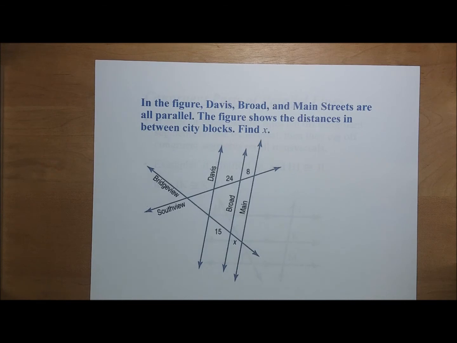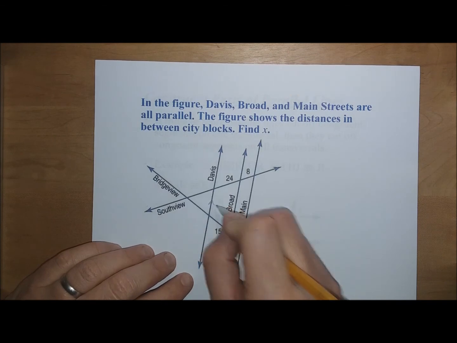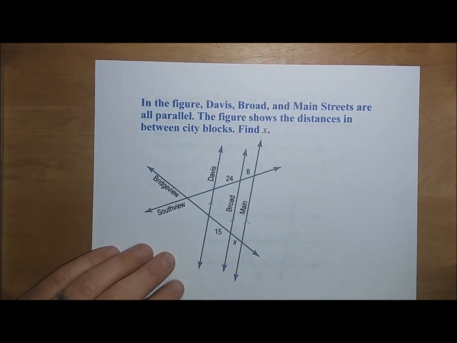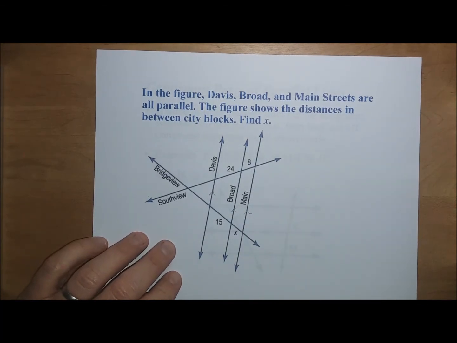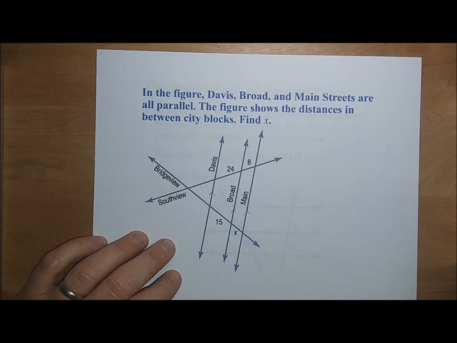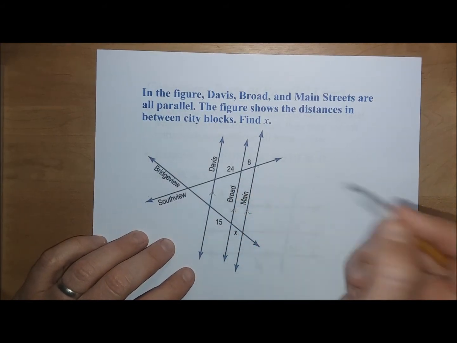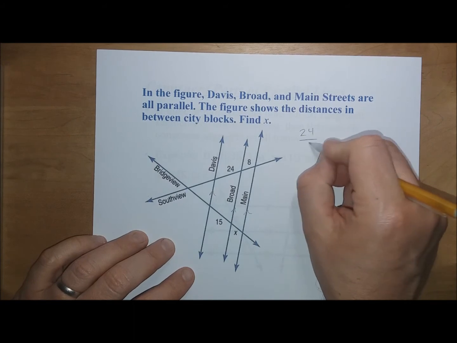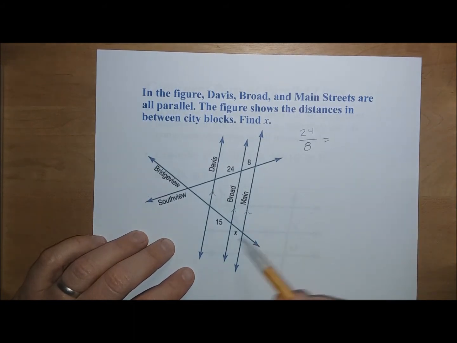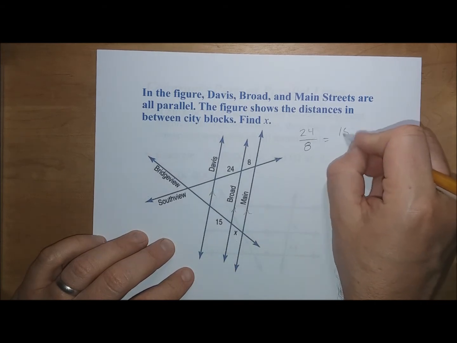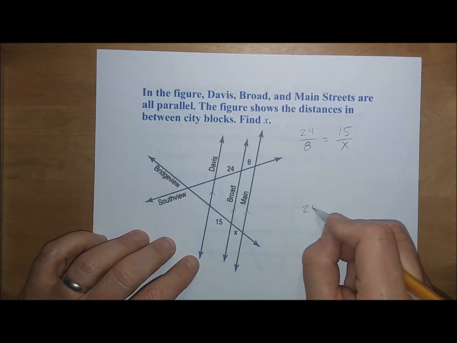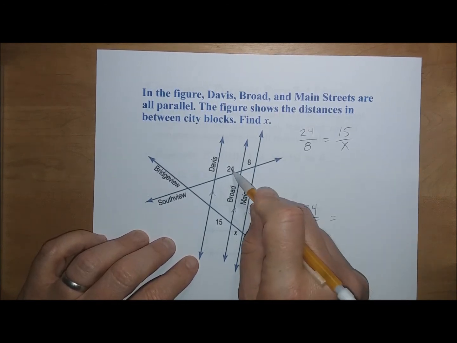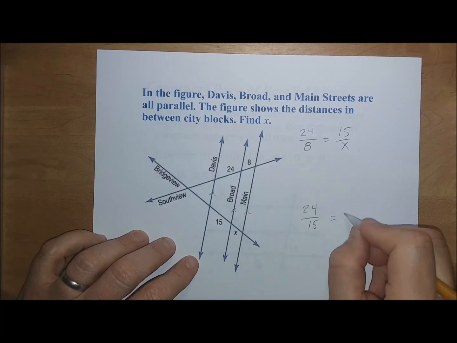Here, Broad, Davis, and Main streets are all parallel. Broad, Davis, and Main. Okay, let's mark those. And we've got these distances between city blocks. Could we find x here? Okay, now you can set up your proportion if you want. 24 over 8, do you want to do that? 24 over 8 should equal 15 over x. Okay. You might have also said, hold on, could I do 24 over 15? 24 over 15 equals 8 over x. Yeah, you could do that one too.